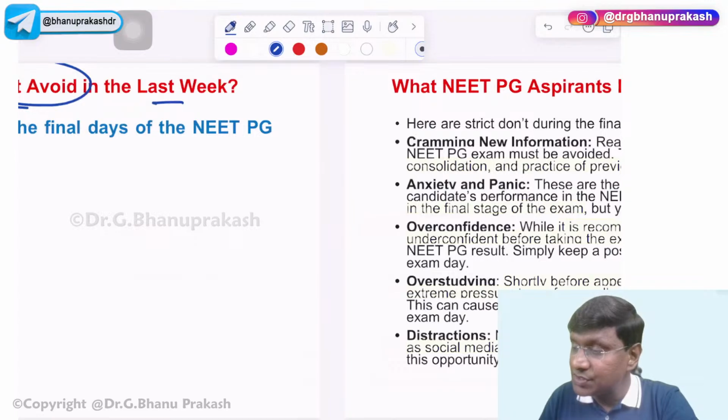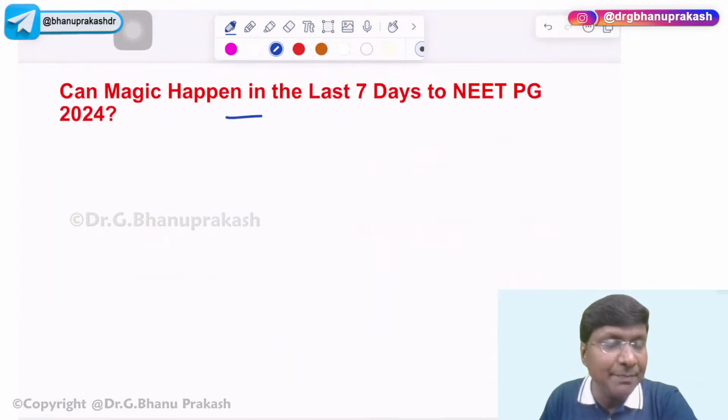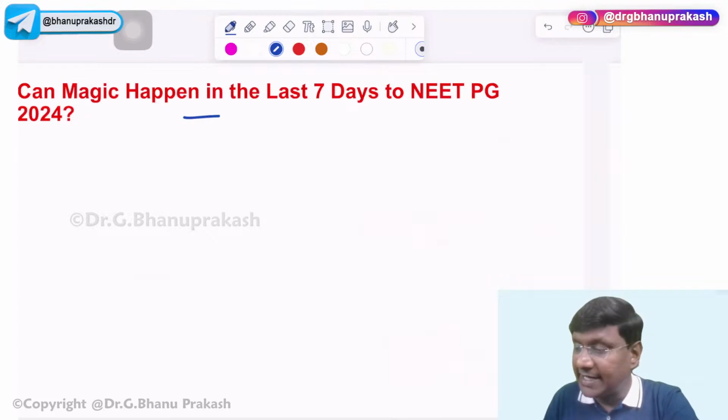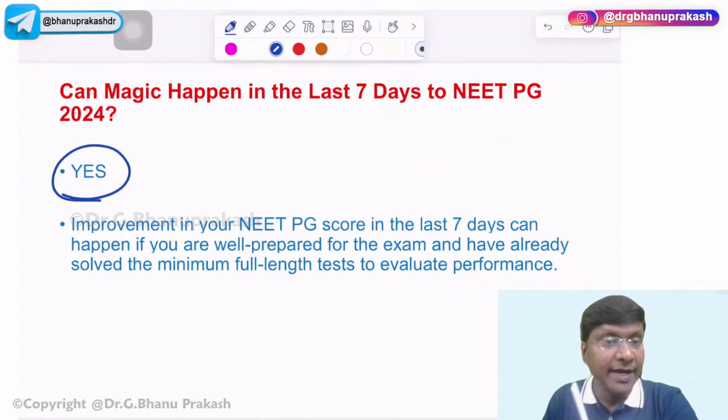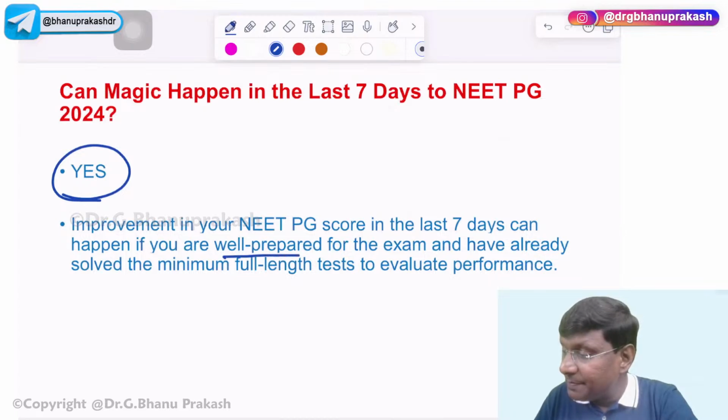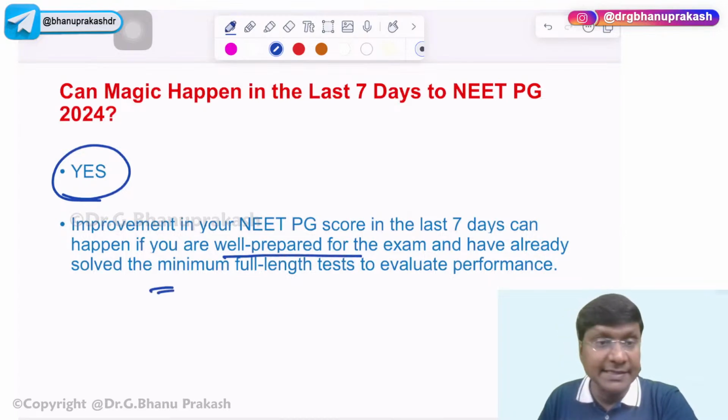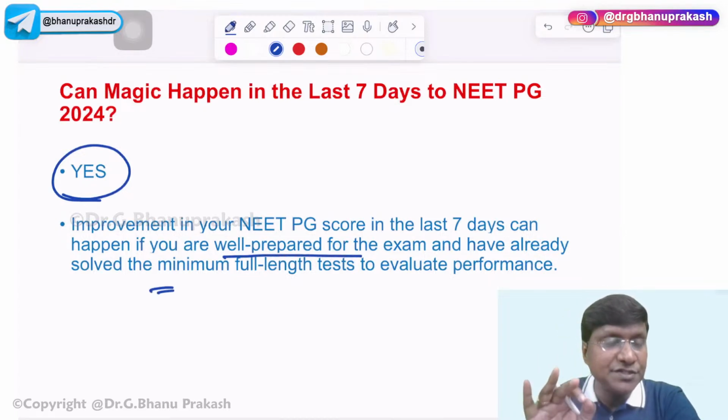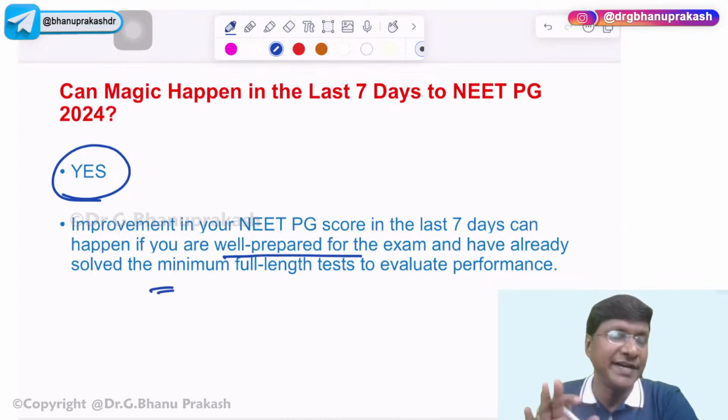Now the question comes: can the magic happen in the last 7 days of NEET PG 2024? Right? What I will say is yes. Why I can tell you is, if you have prepared well for the exam, then it is only revision which is required in these last 5 to 6 days.